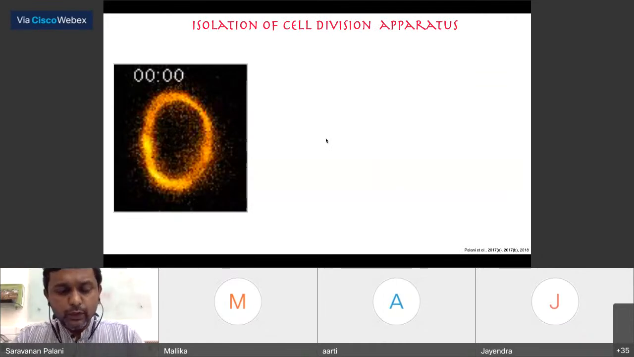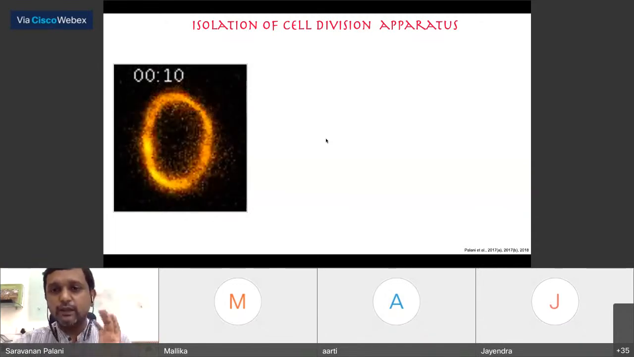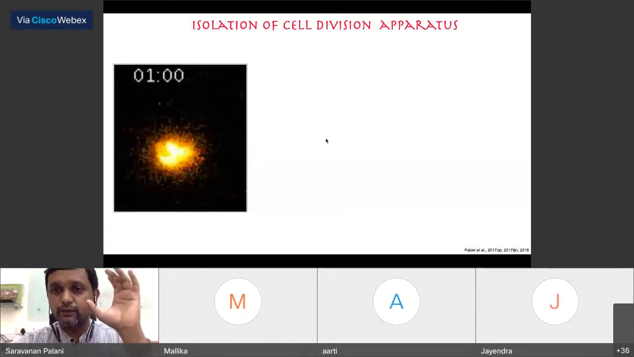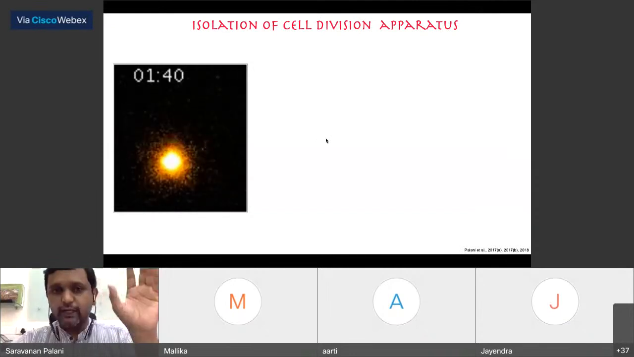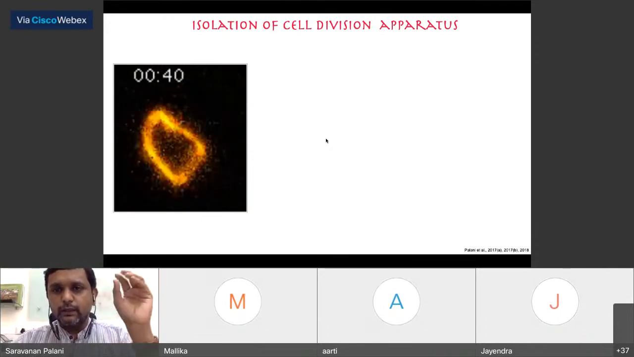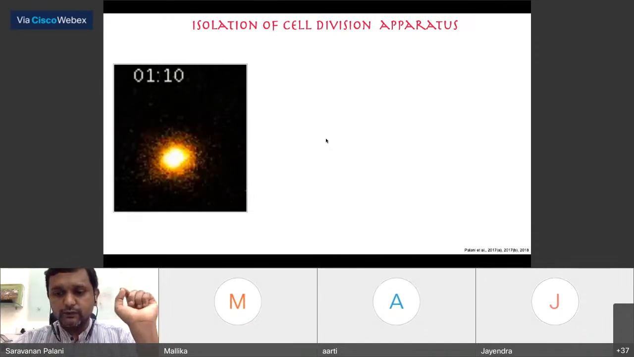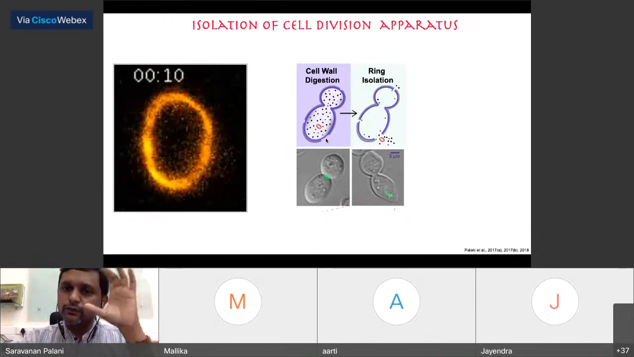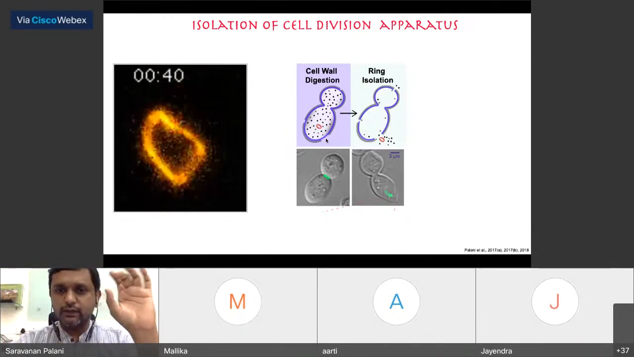During my postdoctoral time, we achieved one thing: we isolated this ring apparatus from the cell. We did not study it only within the cell. We isolated it, and when we added ATP, the ring nicely constricts. Whatever ring-like structure we isolated from the cell is an active complex, right? So when you add ATP, it nicely constricts. This ring isolation system and its ATP-dependent constriction works in fission yeast cells. Similarly, I used a budding yeast system, because budding yeast also forms a ring-like structure, and it's also the division apparatus.